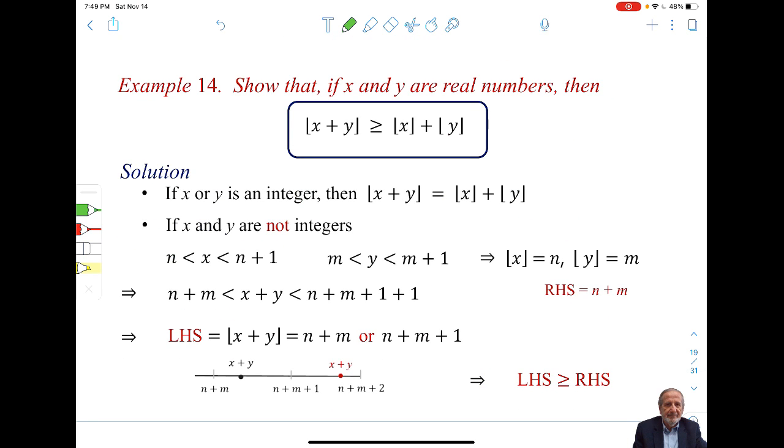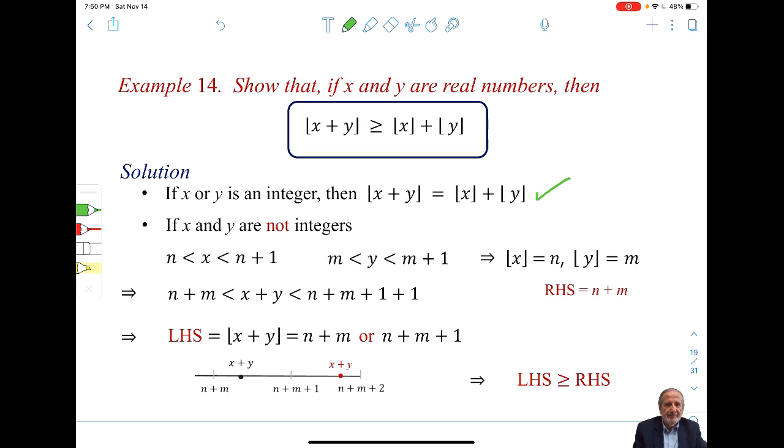Here's another example. Show that if x and y are real numbers, then the floor function of x plus y is greater or equal than the floor function of x plus the floor function of y. Now, obviously, if x or y is an integer, then this will be easy to prove. If x or y is an integer, then there's no problem.